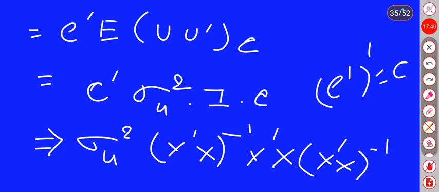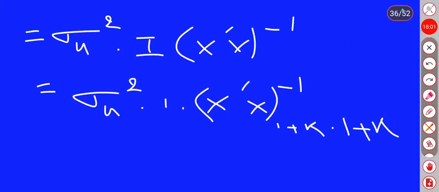From that, c transpose whole transpose is equal to c, that is, c transpose means x transpose x inverse x transpose. If we take the whole transpose, then we get this term, x multiplied by x transpose x inverse, and then finally we get sigma u square I x transpose x inverse.